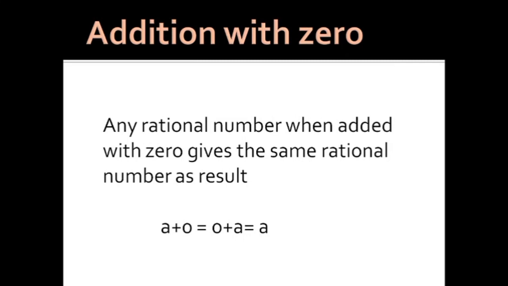Next is addition with 0. It says that any rational number when added with 0 gives the same rational number as the result. So we'll consider a rational number as a. If a is added to 0 or 0 is added to a, the result will be a. We can understand it with the help of one example.